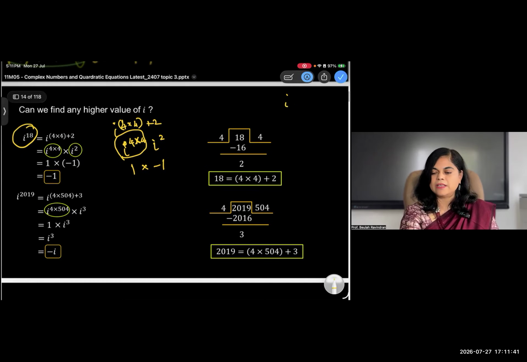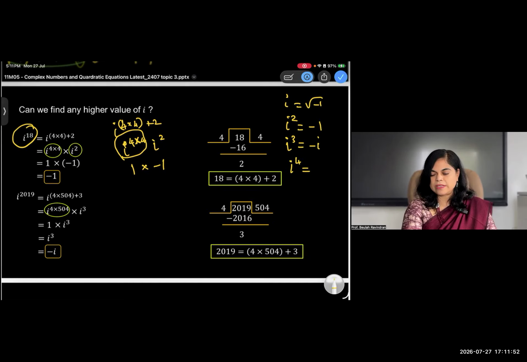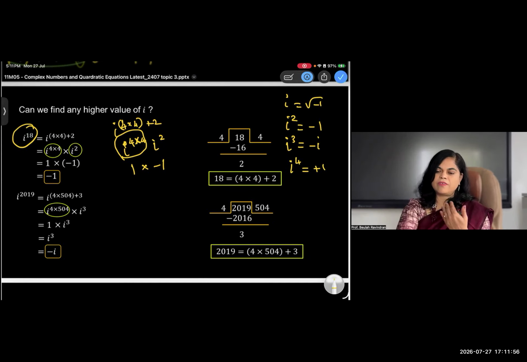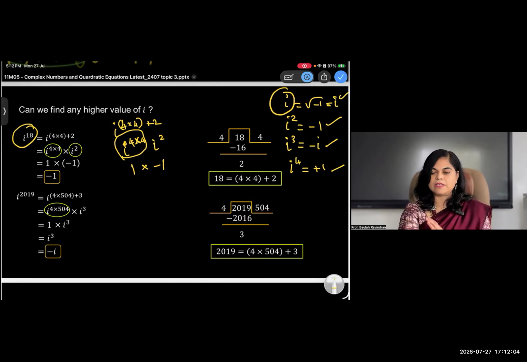So you know that, right? What is i? i is root of minus 1. i squared is minus 1. i cubed is minus i. i power 4 is plus 1. Like this, it will be repeating again and again. Plus i, minus 1, minus i, plus 1. Like that, alternatively it comes.